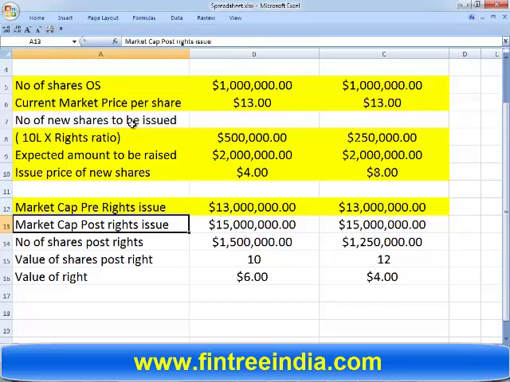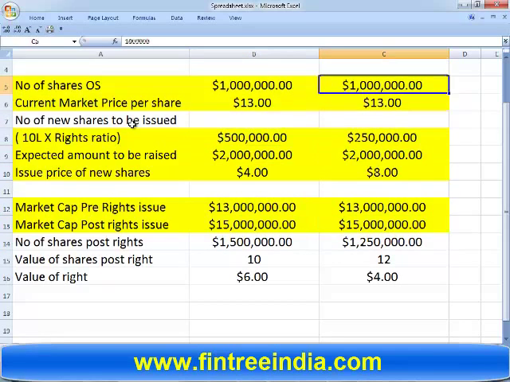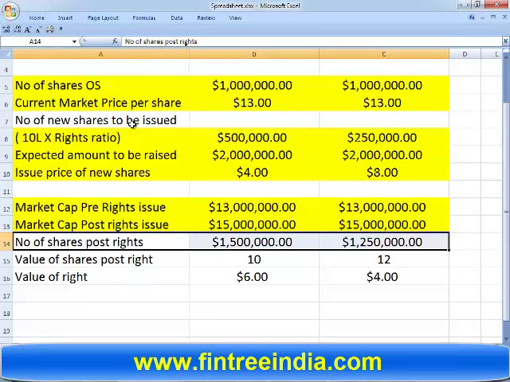Is this making sense? So this becomes your total market cap. How many shares do you have post this? Earlier you had 10 lakh shares, then you issued 5 lakh, so total number of shares is 15 lakh. Earlier there were 10 lakh shares, you issued 2.5 lakhs, total number of shares is 12.5 lakh.